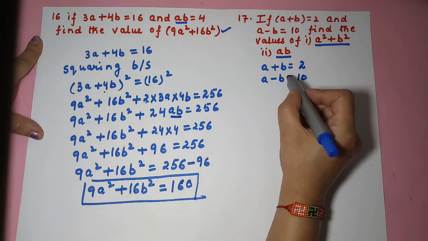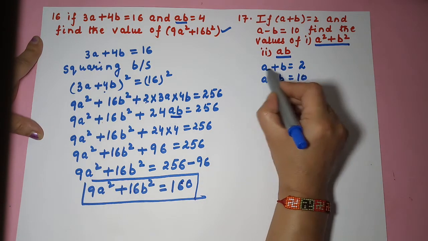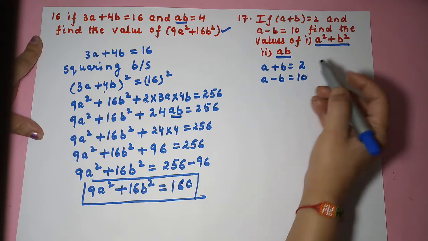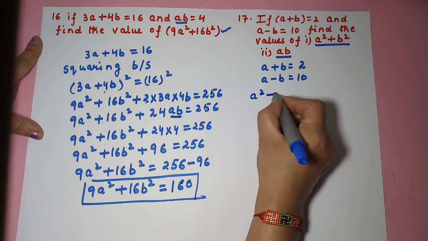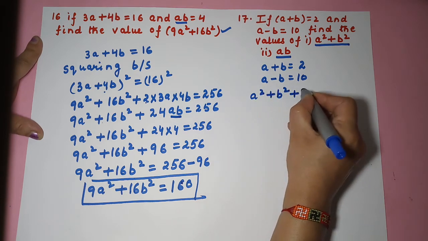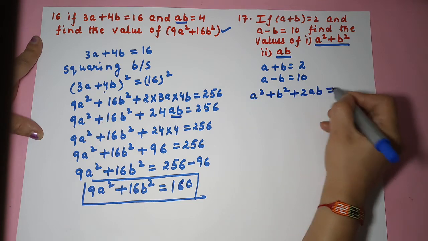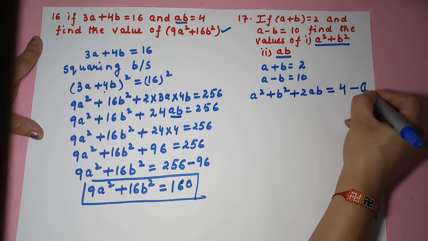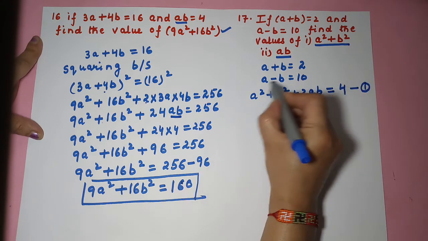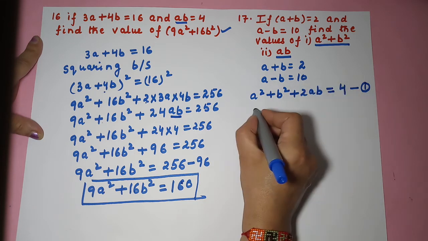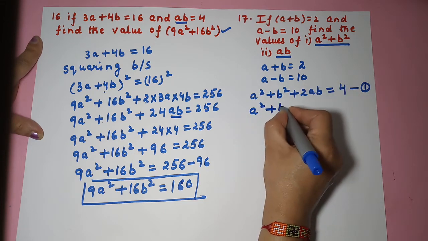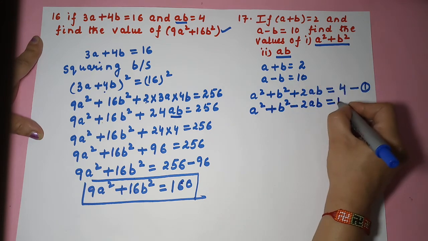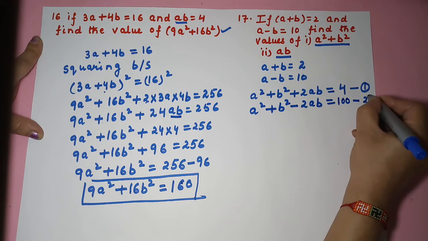Right? Now what I will do is, this is my first equation. So I will square this. So if I square it, I have to square it on both the sides. Right? So I will get a square plus b square plus 2ab equal to 4. 2 square is 4. Right? Let me name this equation as equation 1. Now I will go to this equation and square it. So I will get a square plus b square but minus 2ab equal to 10 square is 100. So this is my second equation.